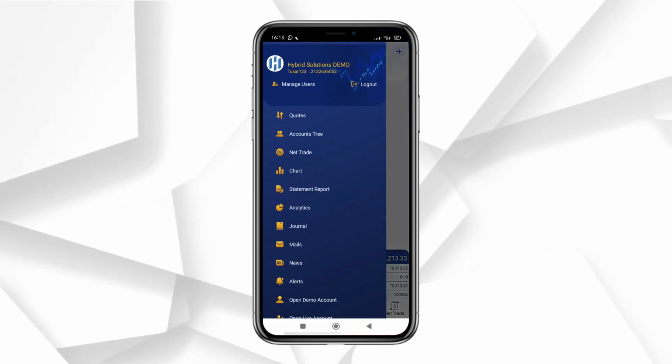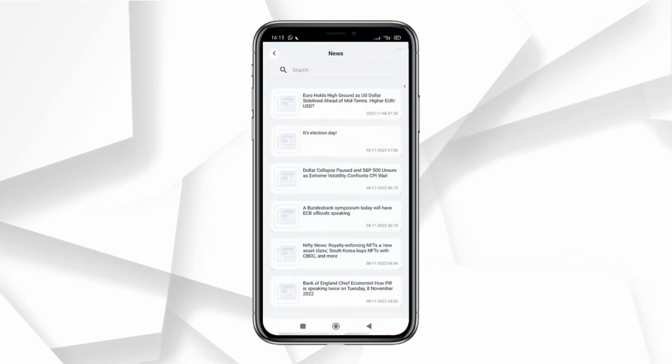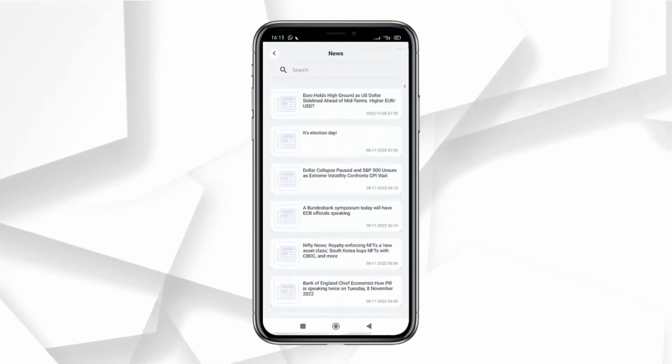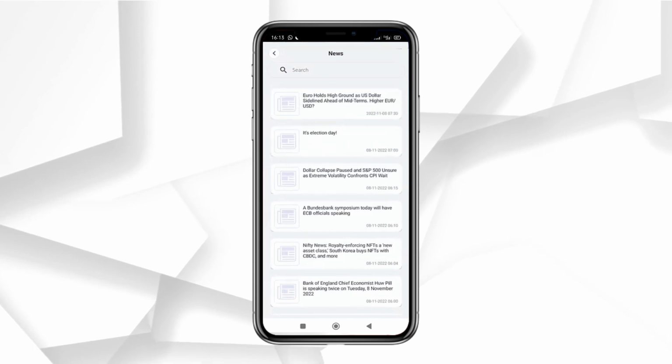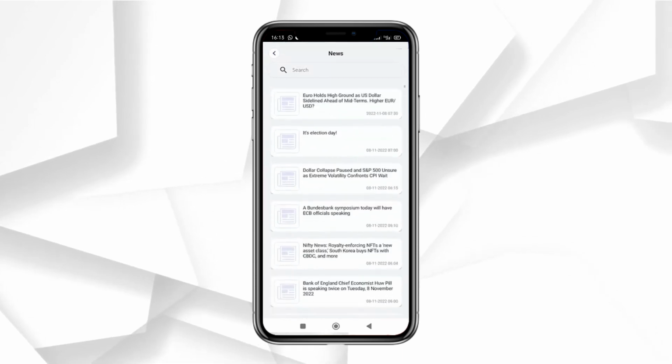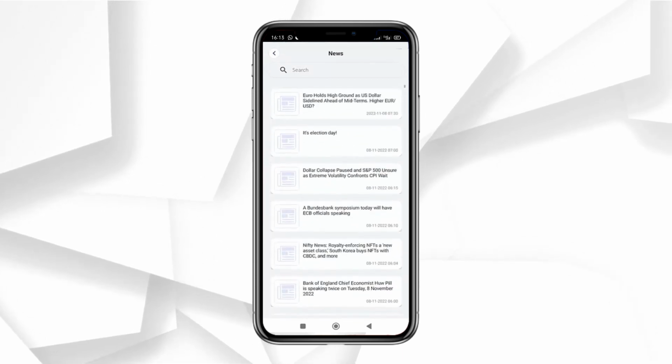Delve into the extra options, including news, to stay updated on market trends. The mobile application provides a comprehensive trading experience, allowing you to trade efficiently by staying informed with real-time news.